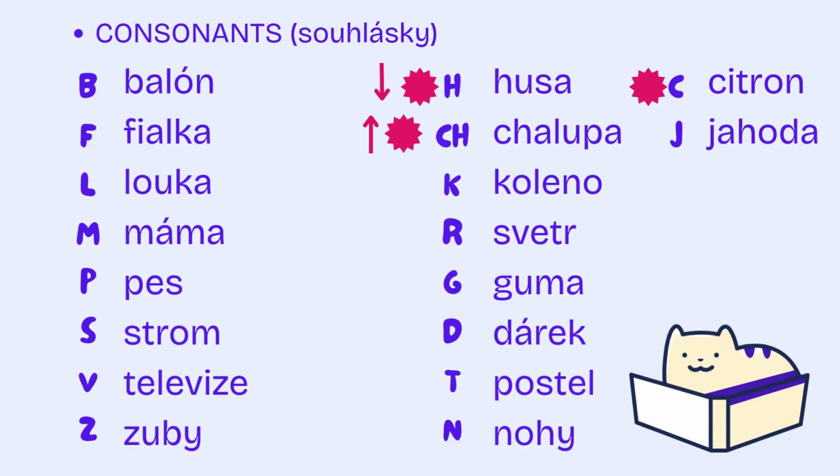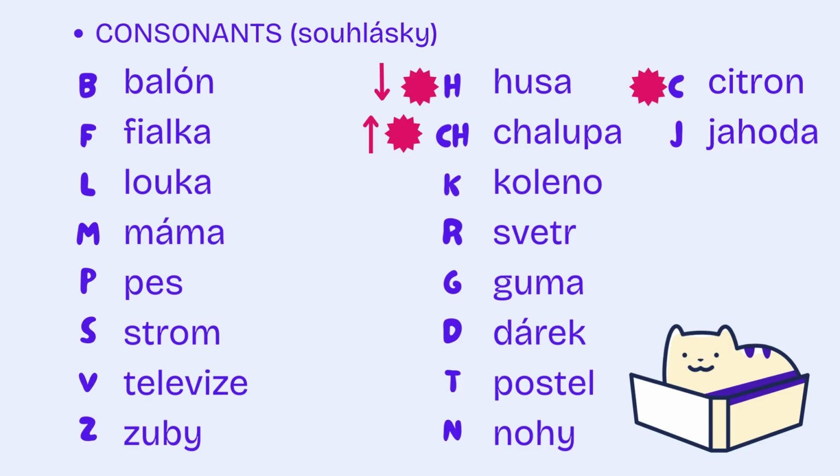Okay, next one. K, koleno. R, svetr. The Czech R is very strong and vibrating. Many people recognize a Slavic accent when people speak English, because the R is very strong. You can almost immediately identify where the person comes from because our R is very vibrating on your tongue. Svetr. Next one. G, guma. D, dárek. T, tramvaj. N, nohy.